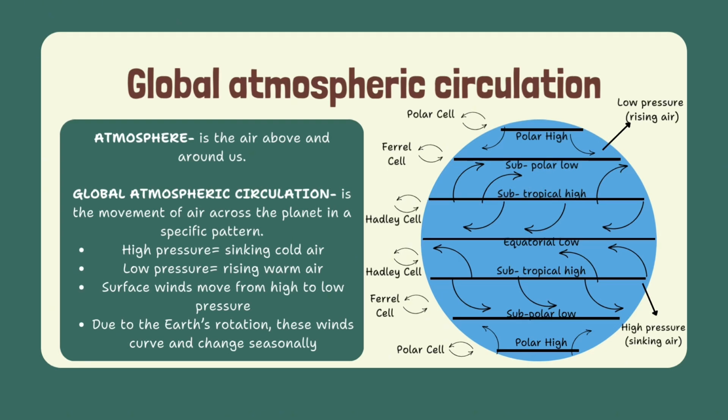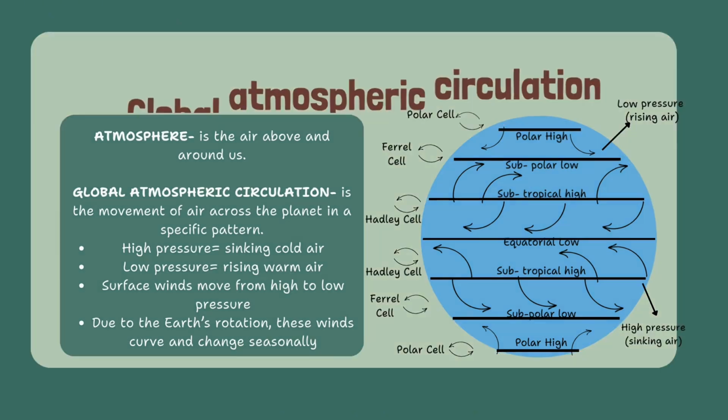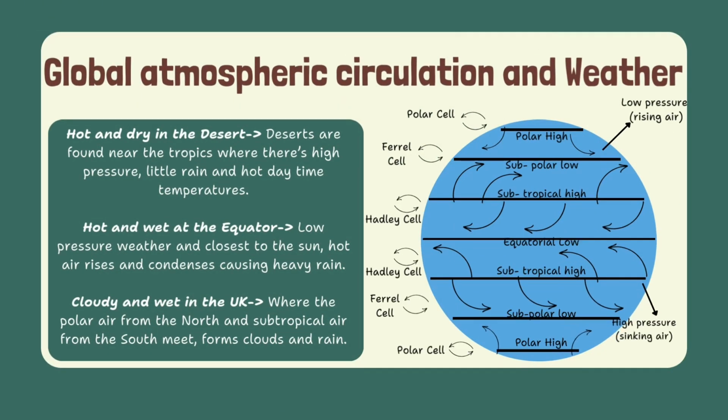Cells are regions where the air moves from low to high pressure. There are three types of cells: Hadley, Ferrel, and polar. Surface winds move between the cells, and due to the Earth's rotation, these winds curve and change seasonally. So how does global atmospheric circulation decide our weather?